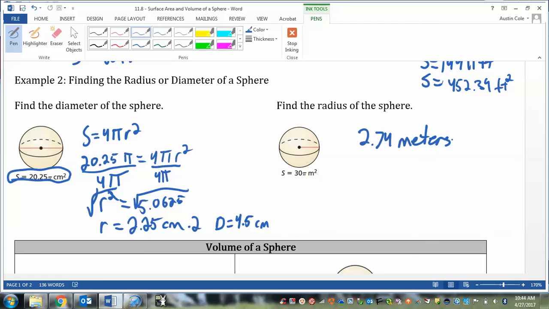Awesome. All right, so we've done surface area now, okay? That's the area around the outside, right? Now let's talk about the volume.